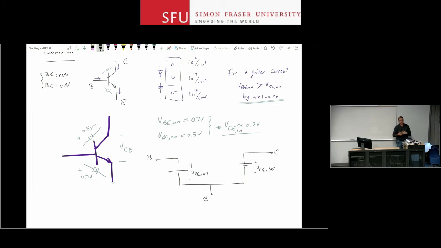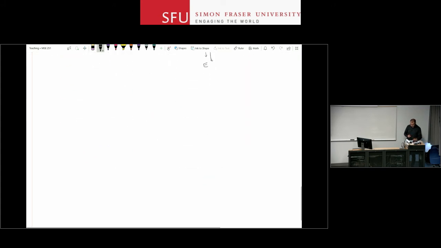And for a PNP device, it's going to be very similar. It's just that the polarities of the two voltage sources you have here will be opposite. Notice that the directions of currents will stay the same. We stick to the same convention as what we had before for the active region. The directions of the currents are always the same. Now, let's look at one example.